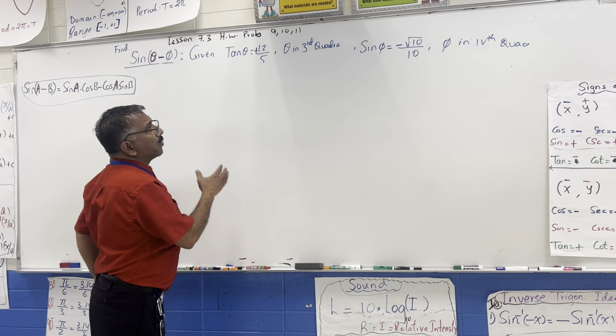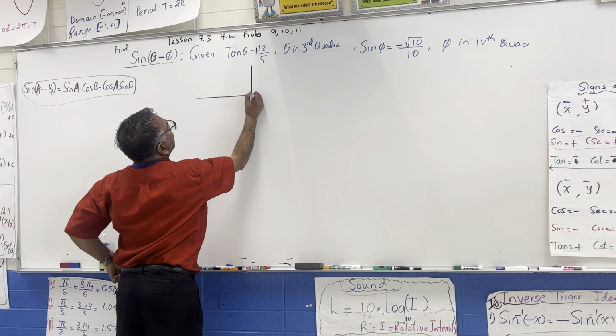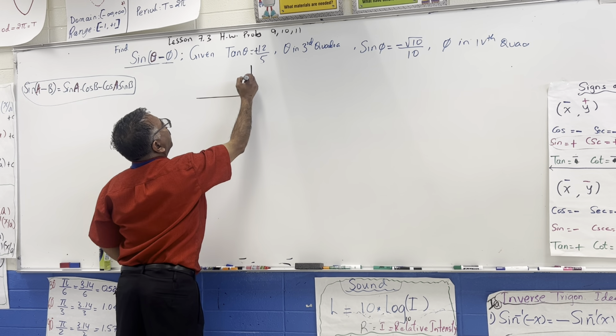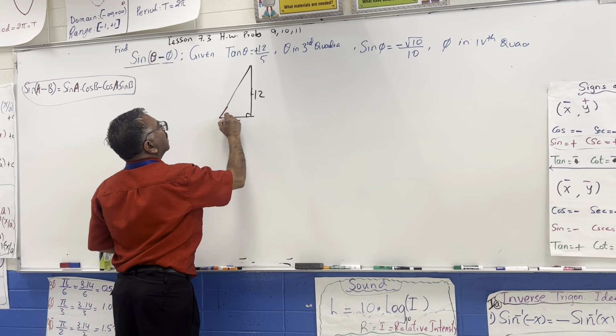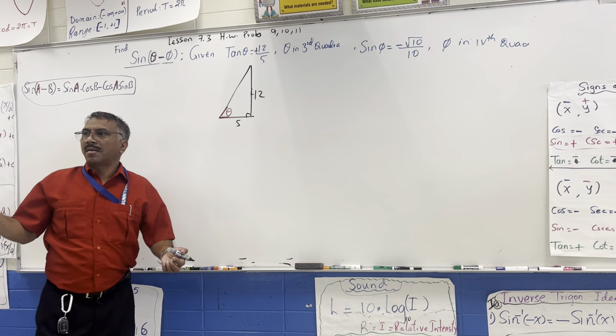So what we will do is we'll try to get two triangles. First one, let's make a triangle for this. Can you draw this quickly? Since 12 is a big number, it is like 12 over 5, and the angle is theta, this is the angle, which is theta, correct?